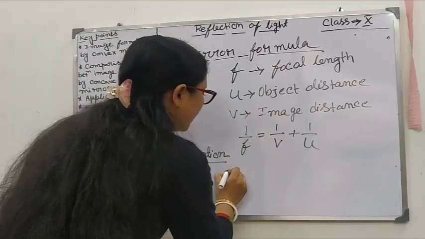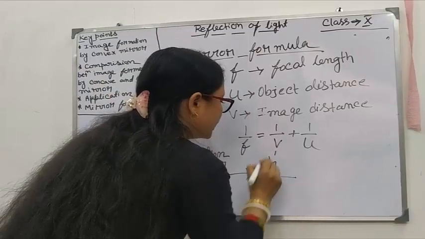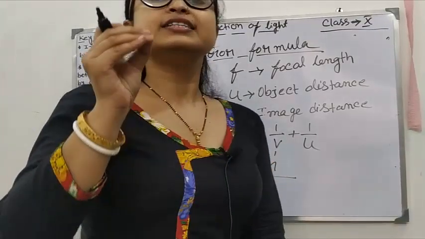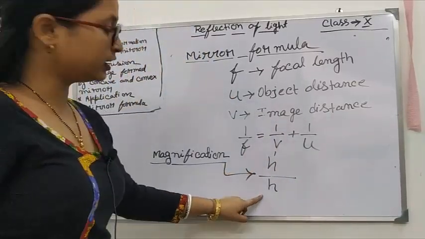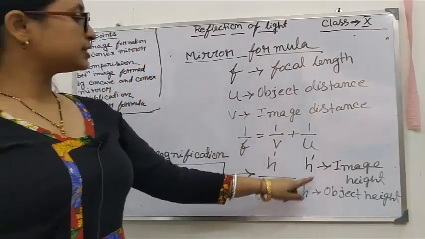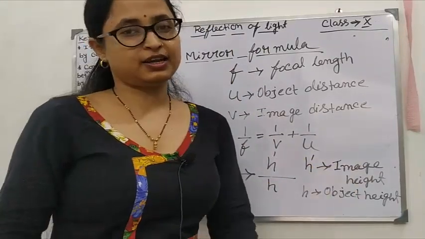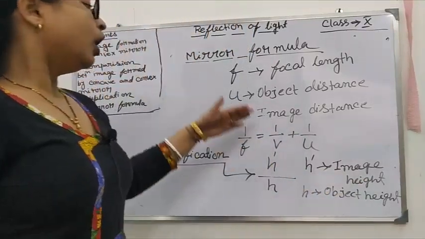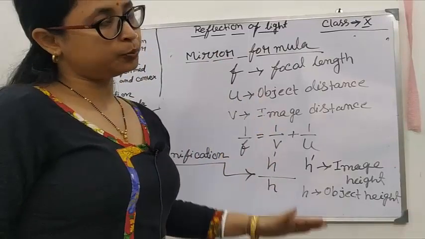Magnification is defined as the ratio of image height divided by object height. So magnification is defined as the ratio of image height to the object height. Here h dash represents image height and h represents object height. Clear? So magnification is defined as the ratio of image height to the object height.